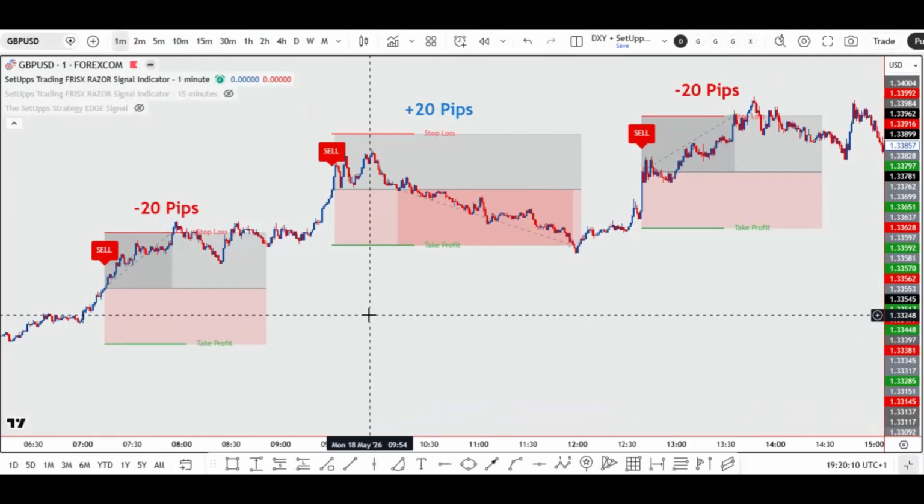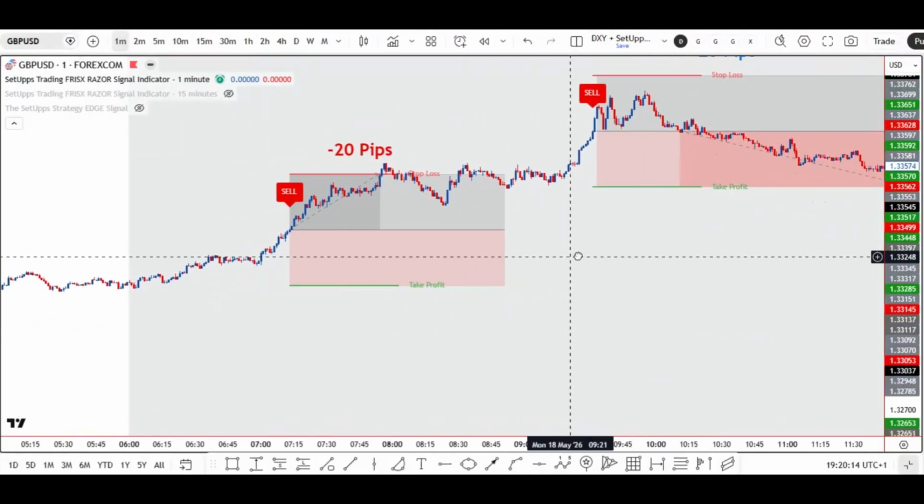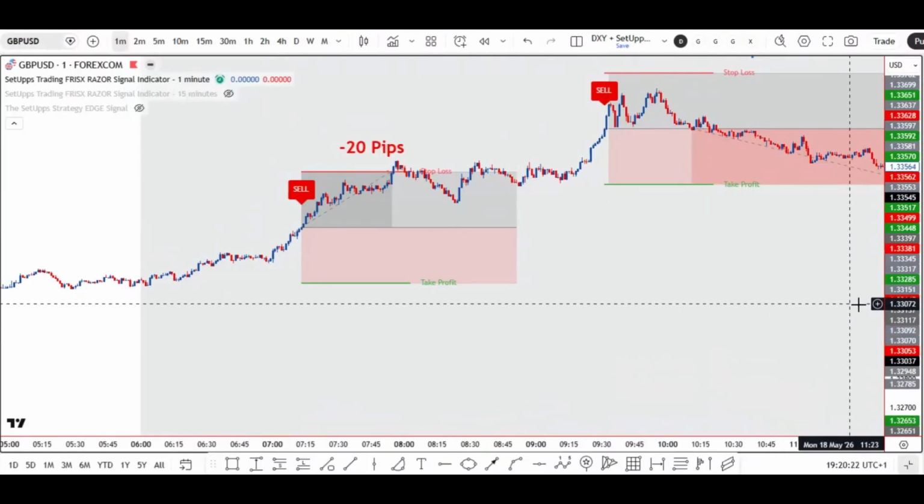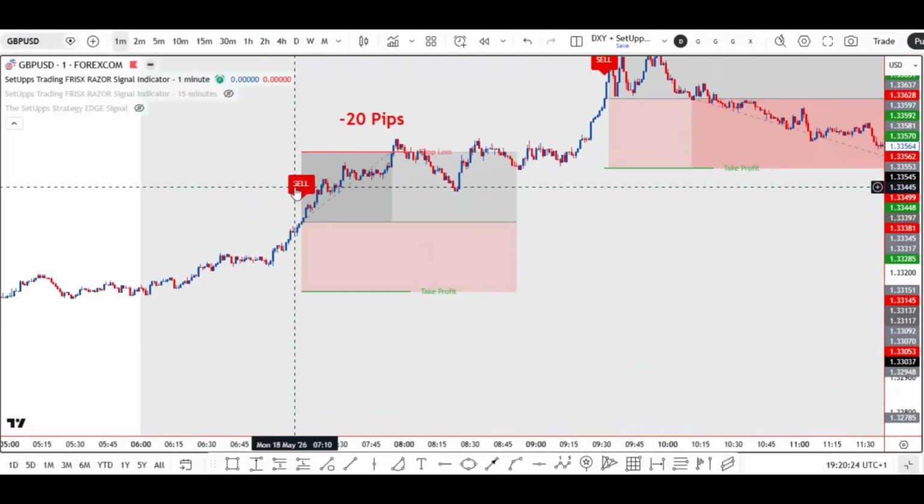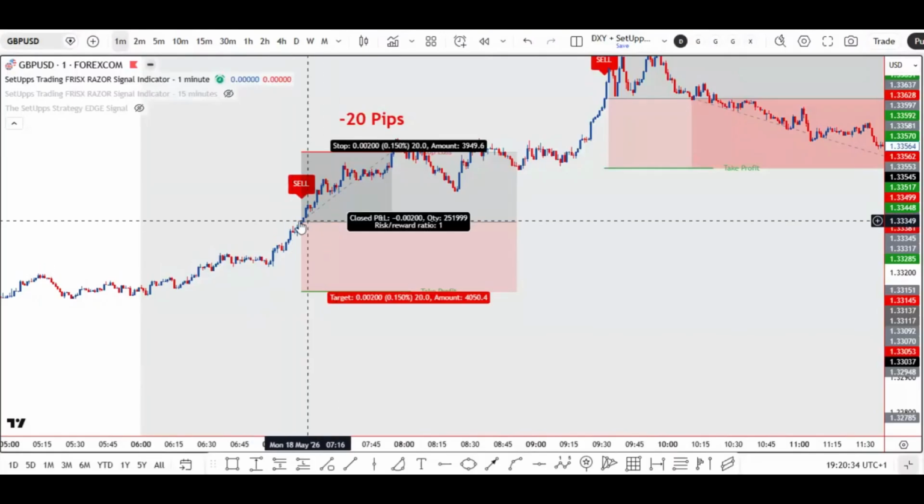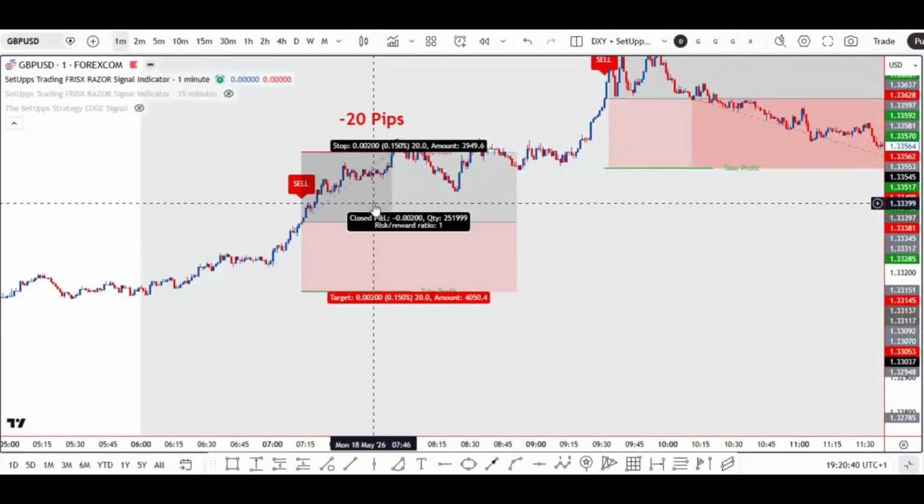Okay, so now let's assume that we've got an alert. Signals come. We enter the trade after the signal is printed. Now this signal does not reprint, so it's a confirmed signal. When the signal appears, it's solid. It does not flash, disappear, and come back again. So we got a sell here, triggered at 7:13 on Monday morning. Let's assume that we are trading with two lots.